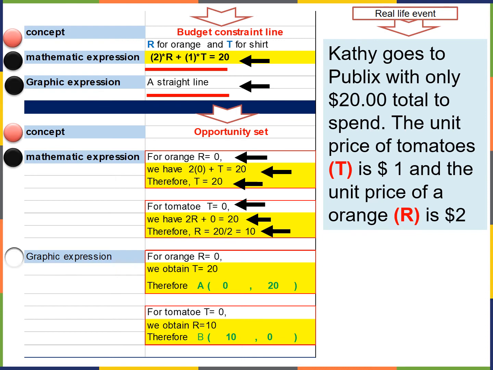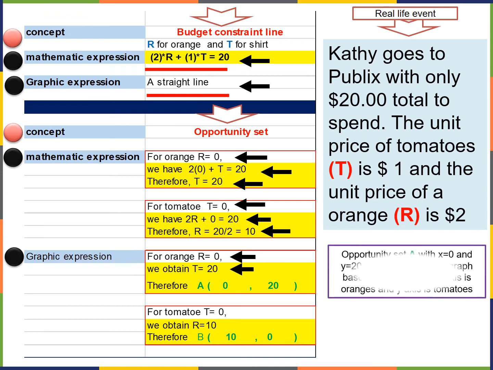So the graphic expression will be pretty much a summary of the purchases that we made. We said, well, if I purchase 0 oranges, I can only purchase what? 20 tomatoes. If I represent that graphically, that gives me point A, which is x equals 0 and y equals 20, because my x-axis is oranges and the y-axis is tomatoes. We'll see that in a graph in a minute.